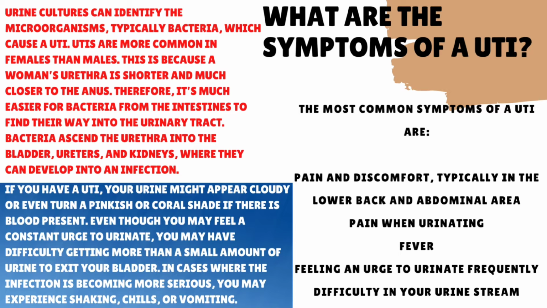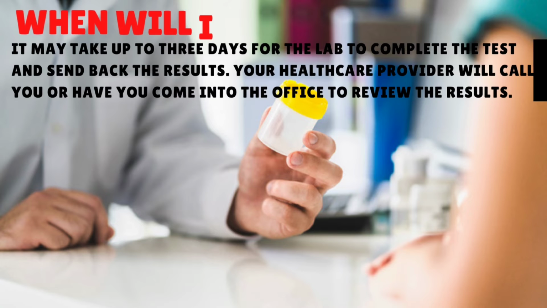If you have a UTI, your urine might appear cloudy or even turn a pinkish or coral shade if there is blood present. Even though you may feel a constant urge to urinate, you may have difficulty getting more than a small amount of urine to exit your bladder. In cases where the infection is becoming more serious, you may experience shaking, chills, or vomiting.